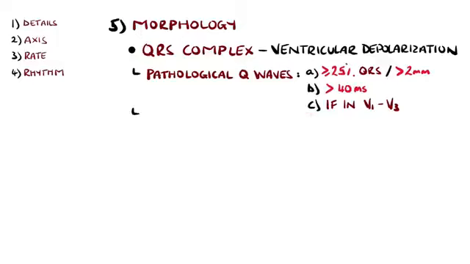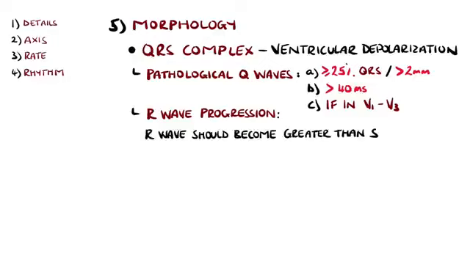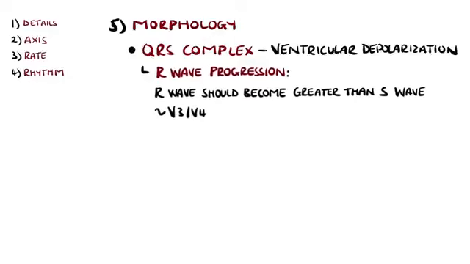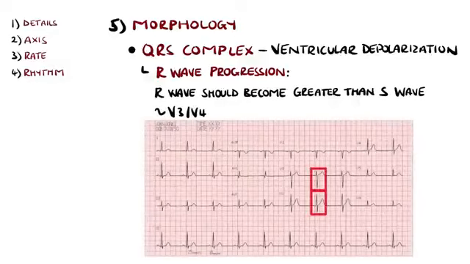There should be progression from V1 to V6, where the S wave is initially greater than the R wave, but then at around V3 or V4, the R wave becomes greater than the S wave. Poor progression can also indicate previous ischemia.